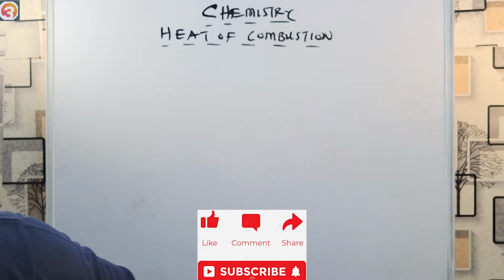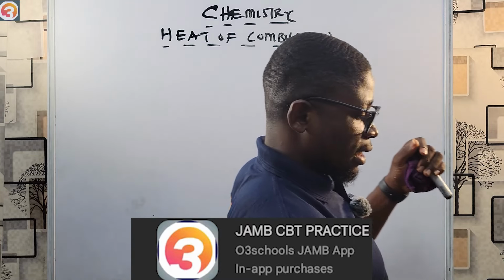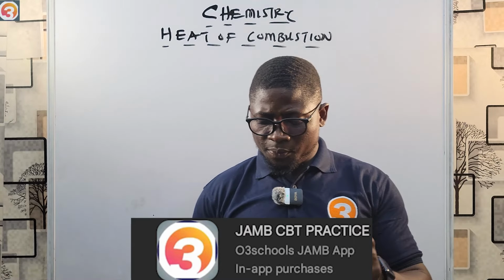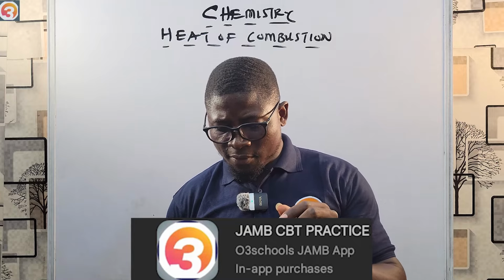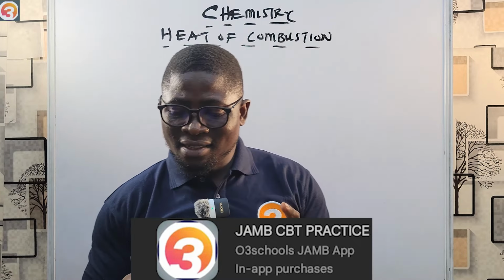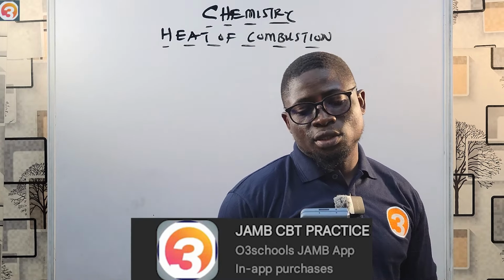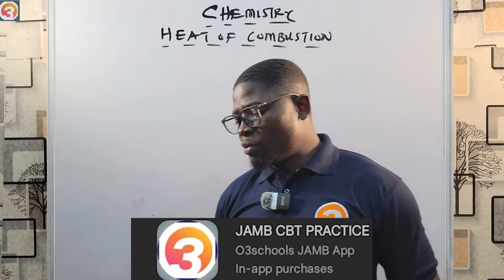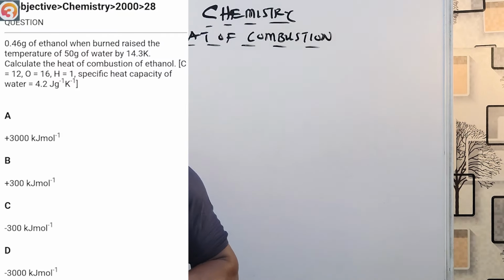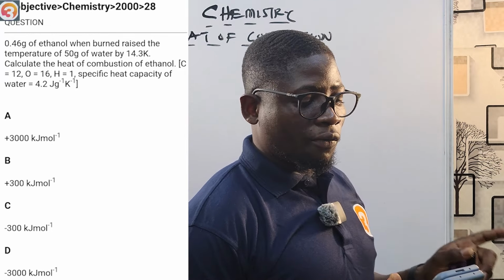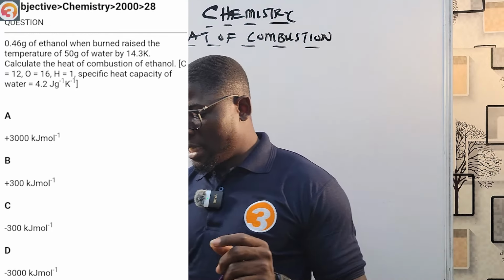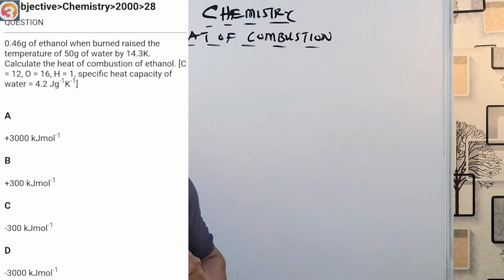Let me show you one of the questions. Okay, from the application, this is a 2000 question, number 28. We're given here that 0.46 gram of ethanol when burned raises the temperature of 50 gram of water by 14.3 Kelvin. Calculate the heat of combustion of ethanol.